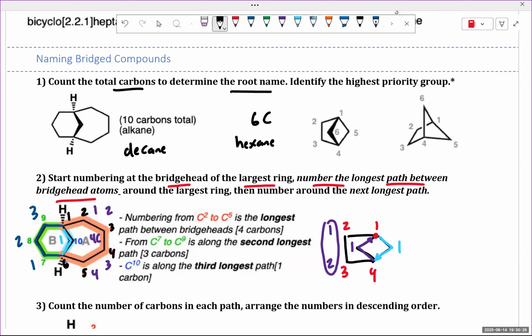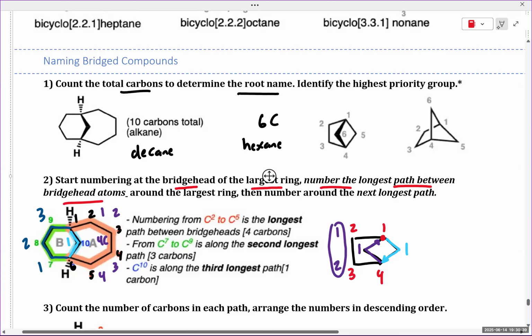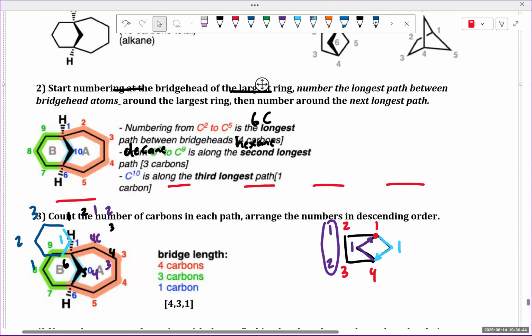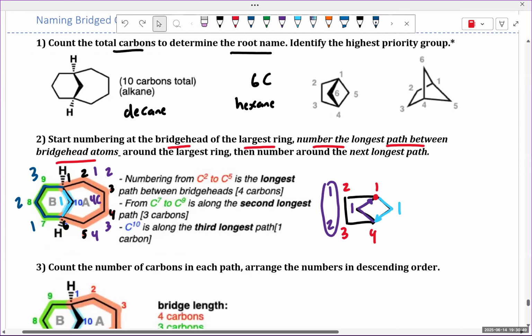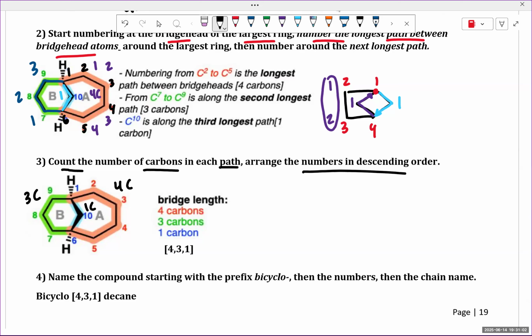So now that we have the path lengths for each of these structures, what you're going to do is count the number of carbons in each path and arrange the numbers in descending order. In this case, we have lengths of 4 carbon, 3 carbon, and 1 carbon. So we'd arrange this as 4, 3, 1.